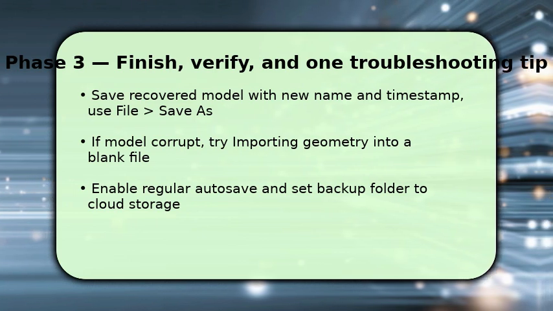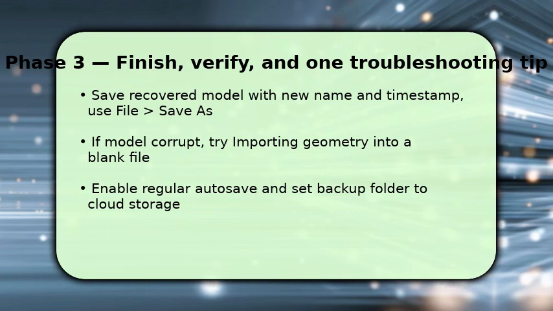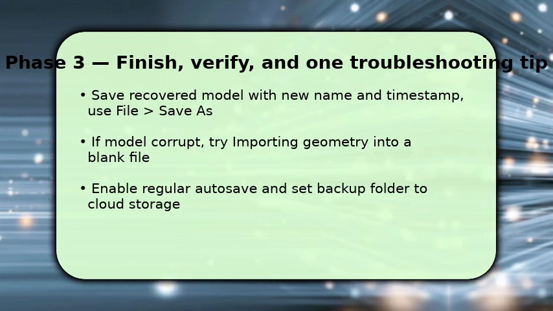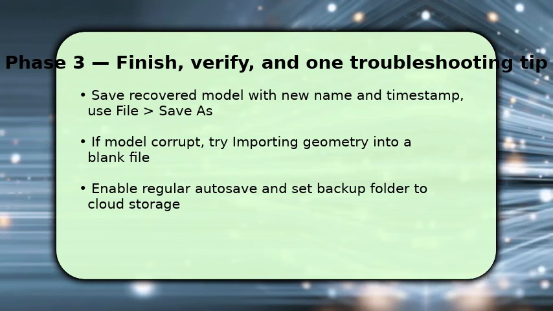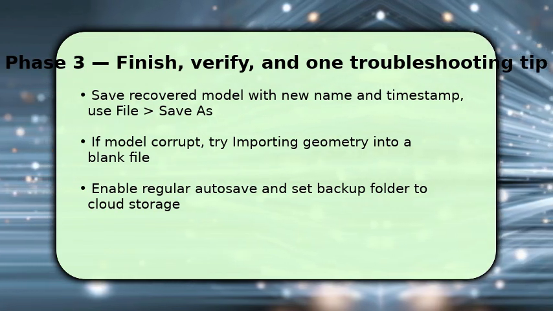If SketchUp reports corruption, open a blank file and use File Import to pull geometry piece by piece. This often bypasses corrupted metadata. Make sure to enable regular autosave and point backups to cloud storage moving forward so you have multiple copies.